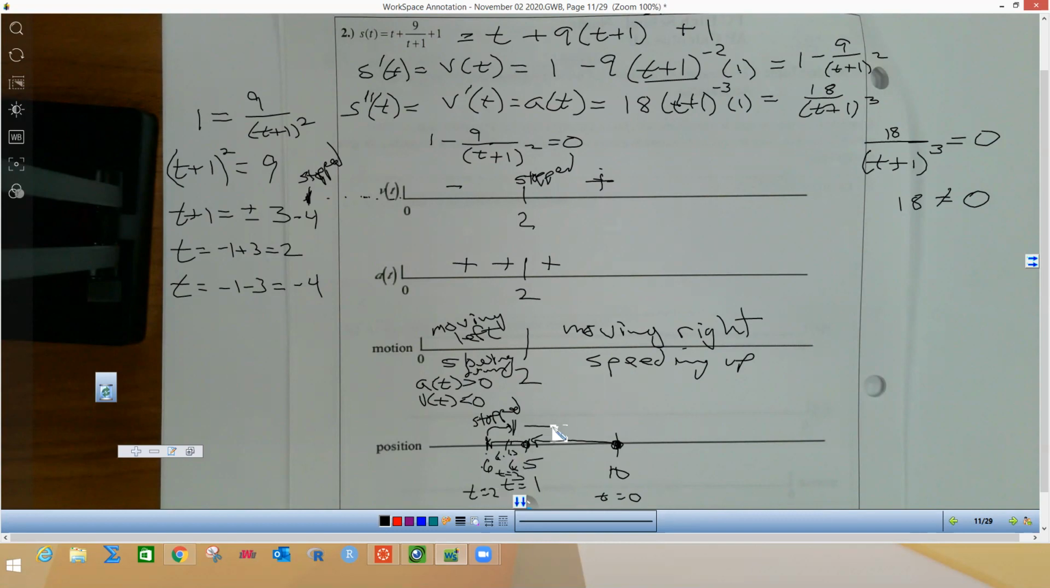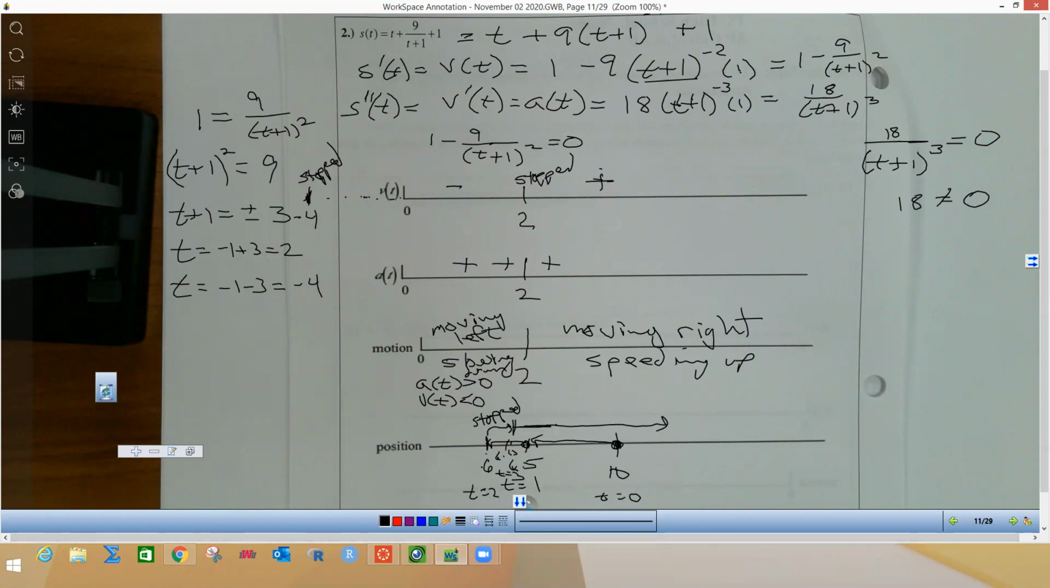Now, let's go ahead and plug in 4. So if I plug in 4 up here, I get 4 and 1 is 5. 9 divided by 5 is, I guess I put it way too far off there. But it's still going to be moving this direction, and it's going this direction for the rest of the time because these are both positive and it's speeding up.